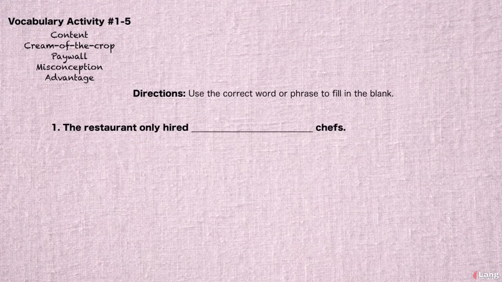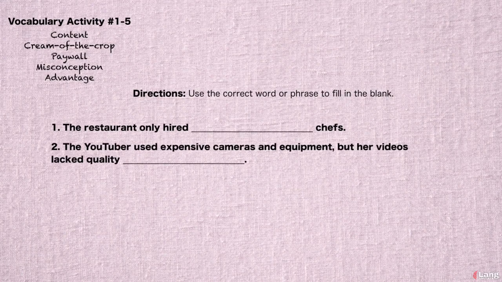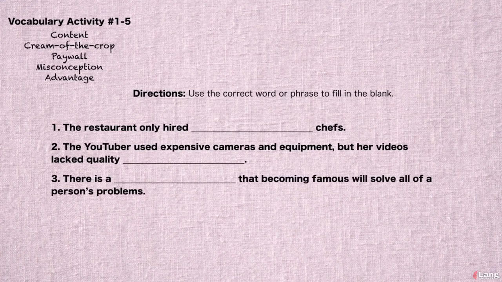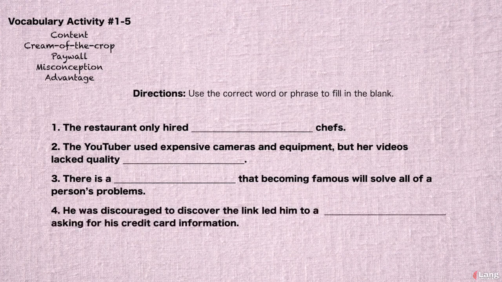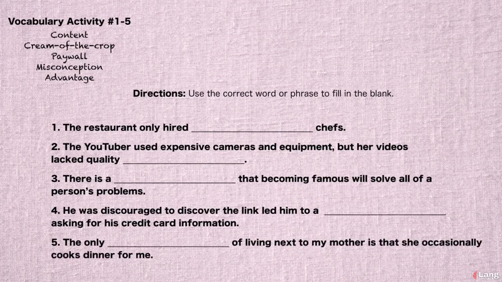Number 1. The restaurant only hired chefs. Number 2. The YouTuber used expensive cameras and equipment, but her videos lacked quality. Number 3. There is that becoming famous will solve all of a person's problems. Number 4. He was discouraged to discover the link led him to asking for his credit card information. Number 5. The only of living next to my mother is that she occasionally cooks dinner for me.